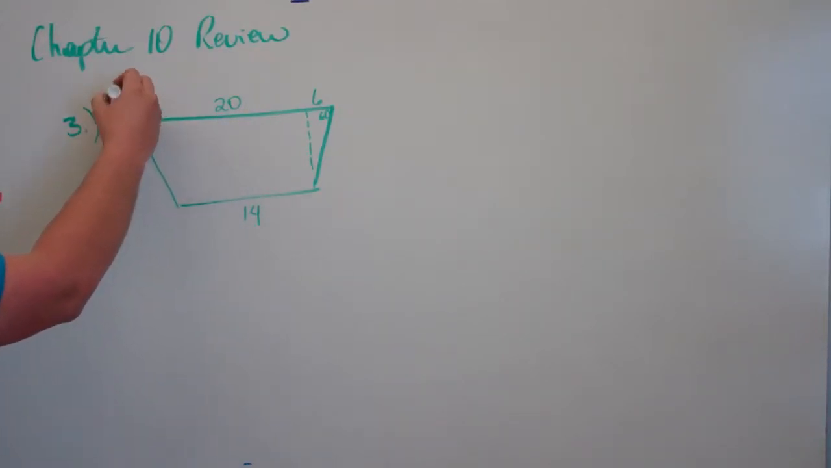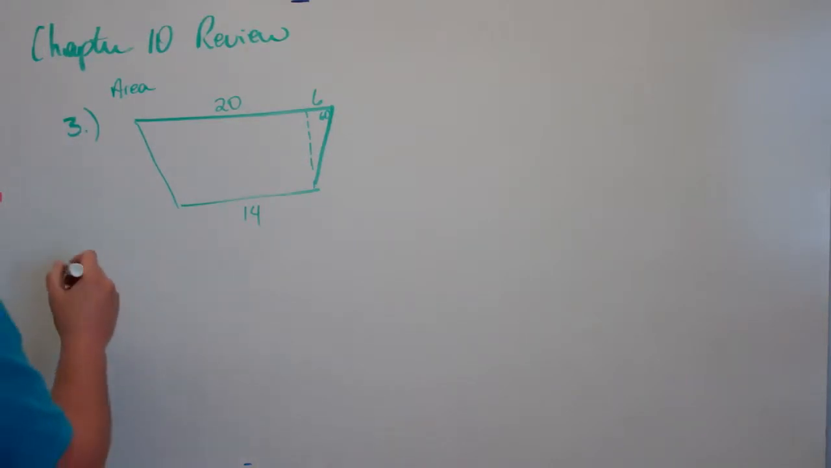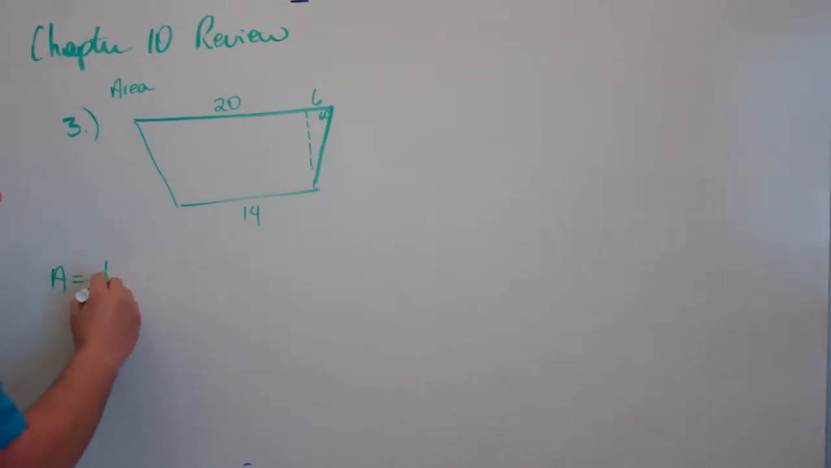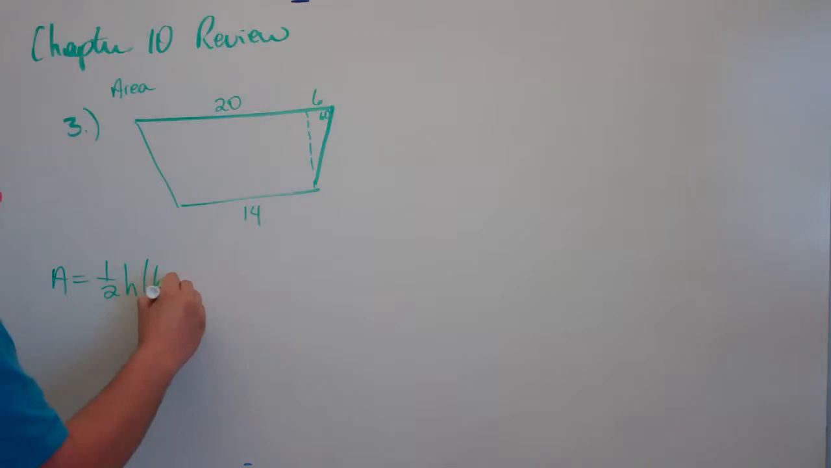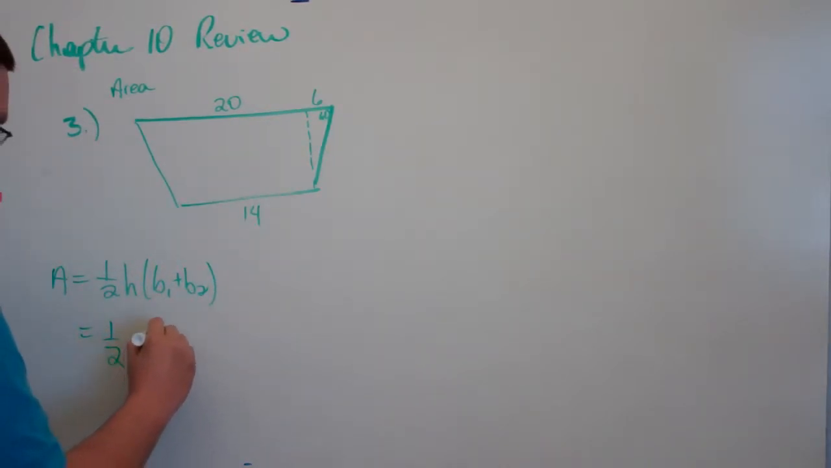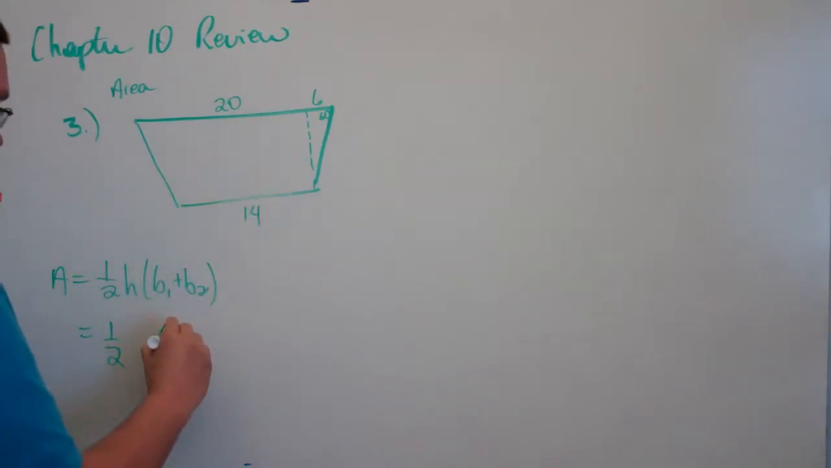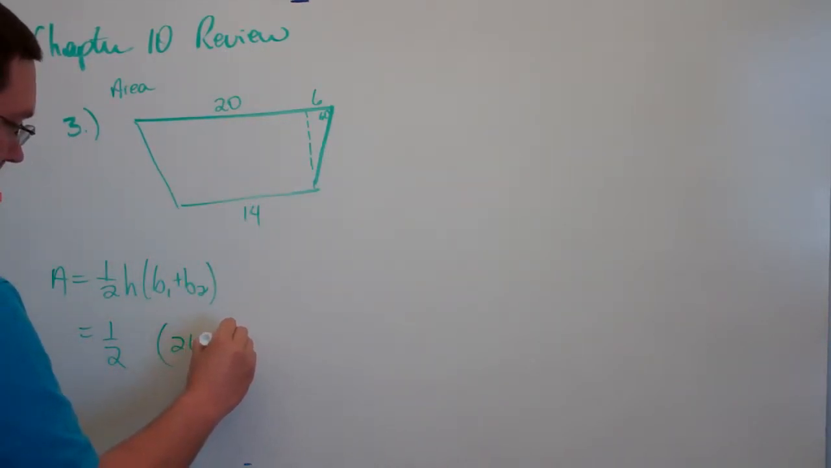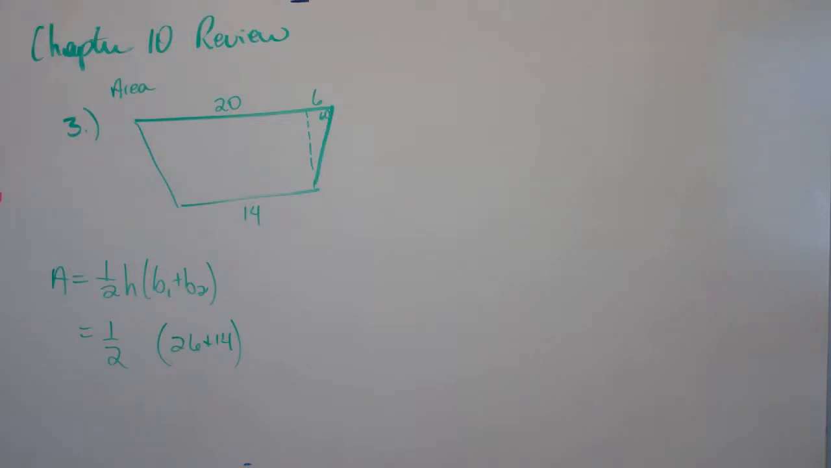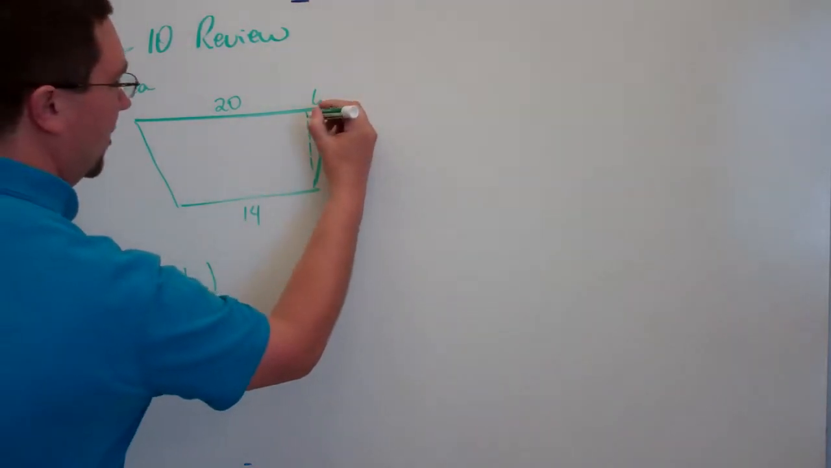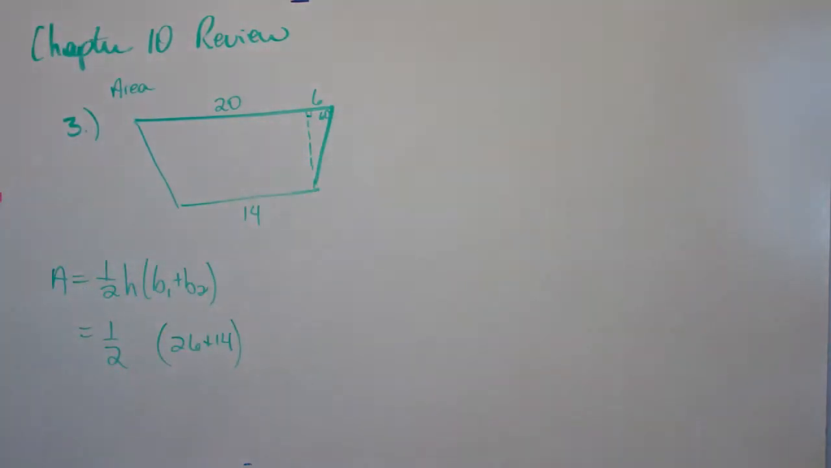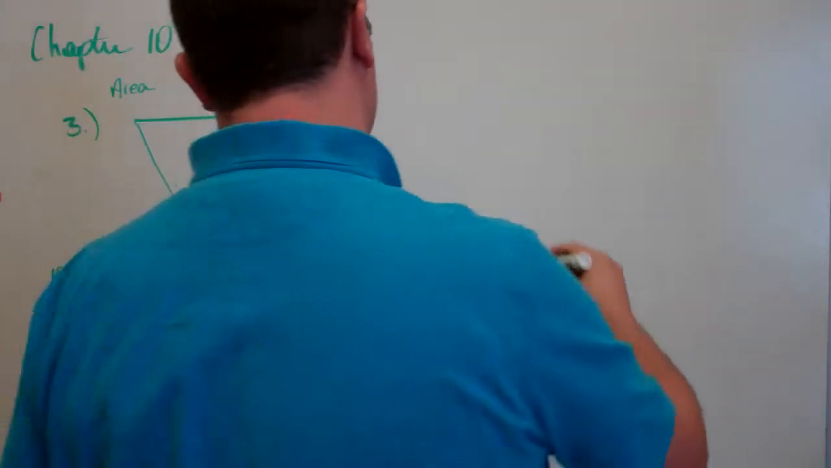We need to find the area of this trapezoid. Alright, well, area of a trapezoid, the formula is 1/2 the height times the sum of the bases. Well, we have the sum of the bases, it's 26 plus 14, but we don't have the height. So we're going to find the height. Well, the height is this dotted line right here, which makes a nice 30, 60, 90 right triangle.